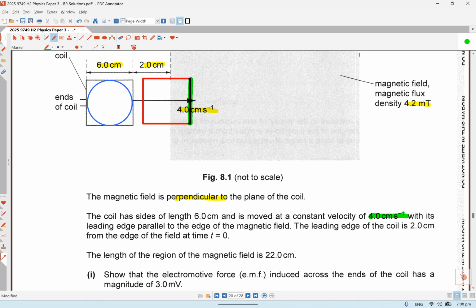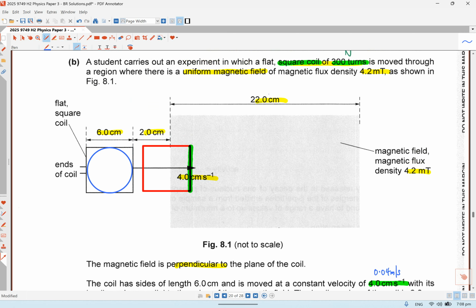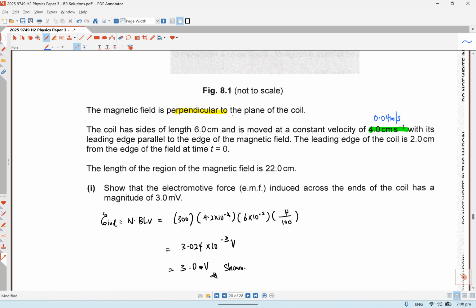Now, the trick is to always work in terms of SI units. So that will give you 0.04 meters per second. Always we work in SI units. The length of the field is given as 22 cm. And they're asking you to show that the EMF induced is 3 millivolts.